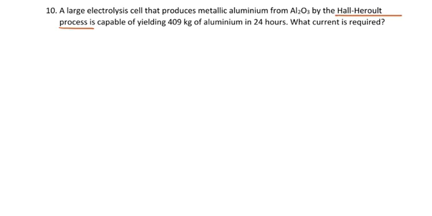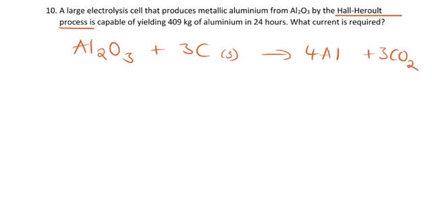From the ore itself. So the actual equation is the aluminium ore. I don't know if this is used to be called bauxite, I've forgotten. It should be called bauxite, yeah. Anyway, so the reaction with carbon gives us the metallic aluminium and carbon dioxide. So this is actually the equation.